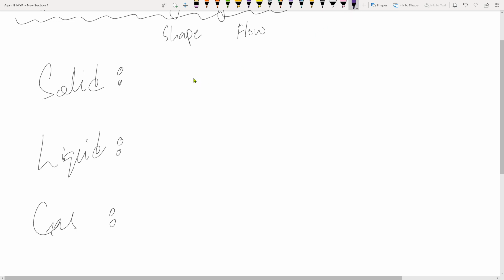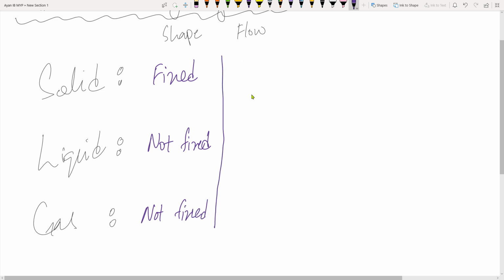So in terms of solid, what's the shape? Fixed or not fixed? So it is fixed. Okay. For liquids, fixed or not fixed? Not fixed. Okay. And for gases, not fixed. Okay, we're going to make a little matrix, and from there we're going to derive our kinetic theory. As for the flow, can the solids flow?